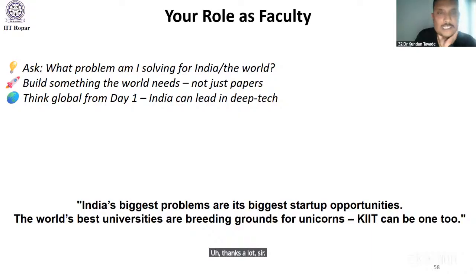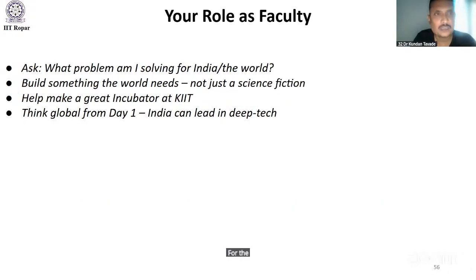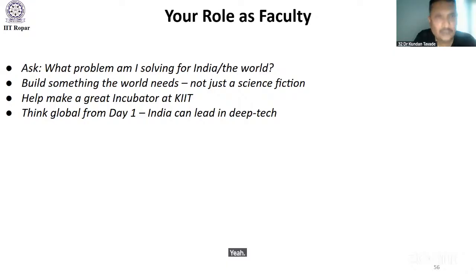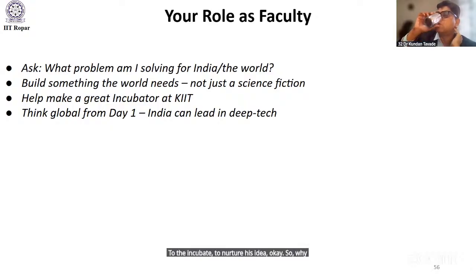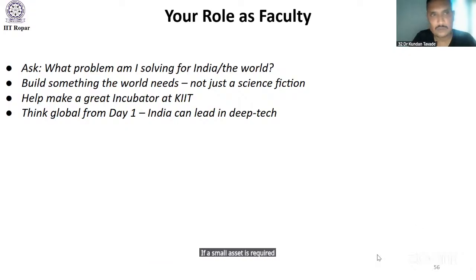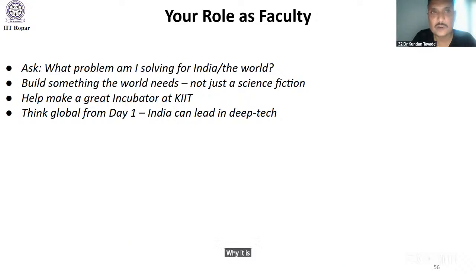Sir, my small question is there. In incubation, you are providing some seed money for the incubatee. Suppose an incubation center is providing some seed money to the incubatee to nurture his idea. It is said that we should not create assets. If a small asset is required, rather we have to manufacture it or we have to borrow some service from other people. Why is it resisted that we cannot create assets?